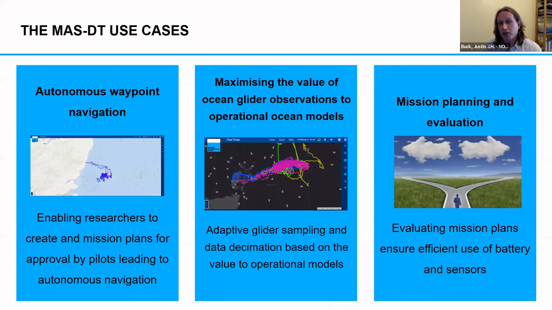And we're working on 3 use cases, so that's a 15-month project, which means we don't have much time. We can't build a full twin of everything. So we're focusing on 3 specific use cases. One is around autonomous waypoint navigation. So effectively a researcher going, I want the glider to go there.